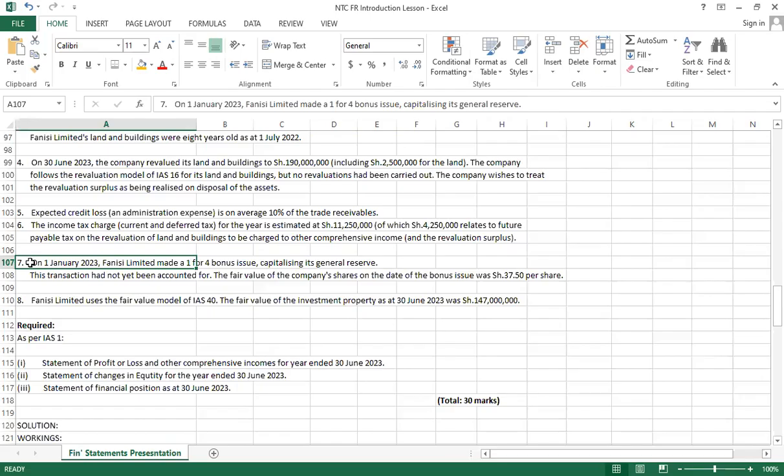And if that is the case, the company must internally finance the bonus issue. Bonus issues are normally financed by the company utilizing one of the reserves that currently exist. That is why you are told that they had capitalized the general reserve. There below, you are told that this transaction has not yet been accounted for, and that's why you are being told about it, so that you account for it.